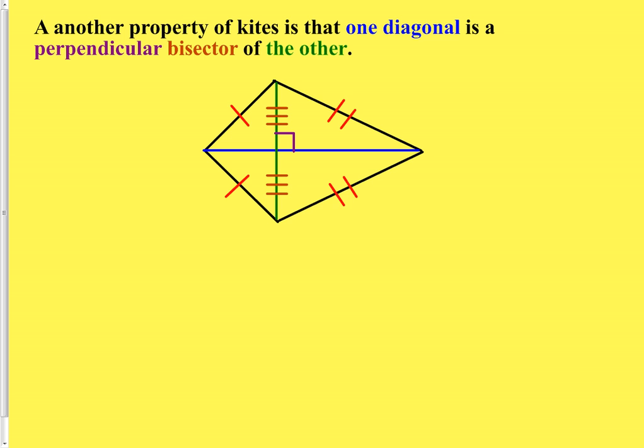Okay, an extra property of a kite deals with the diagonals, and the property is that one diagonal is a perpendicular bisector of the other diagonal. And again, since we have the perpendicular going on, just like with the rhombus, that opens up all the right triangles, and then you've got Pythagorean theorem, SOHCAHTOA, your trig functions, all that good stuff going on in there as well.